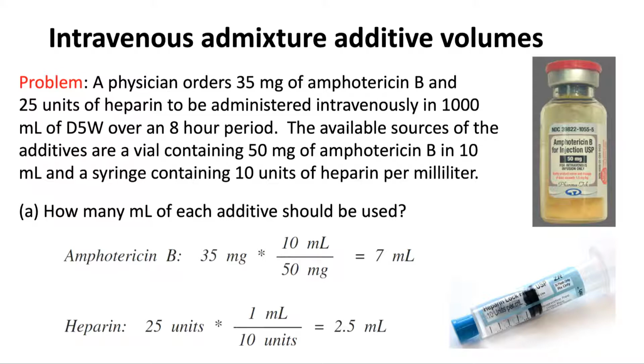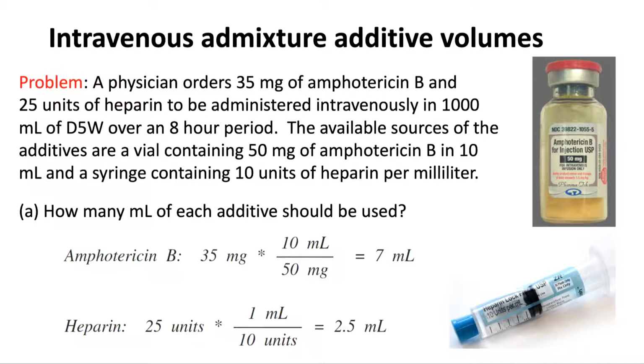Heparin, the second one, is pretty straightforward. I'll remind you, it seems a little bit tricky sometimes for students because heparin is not dosed by weight, but by units of activity. So we measure it in units. What the physician ordered is 25 units of heparin.